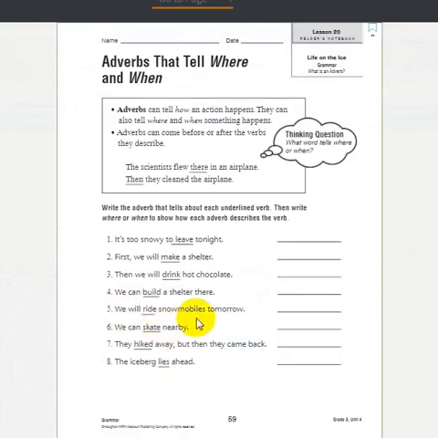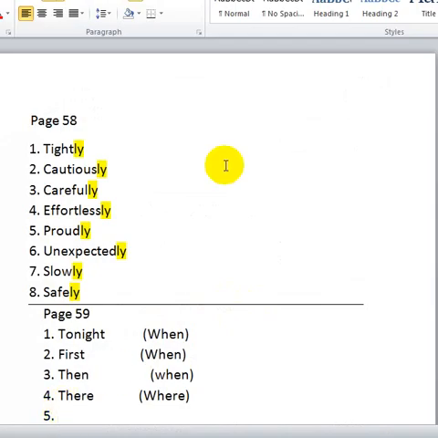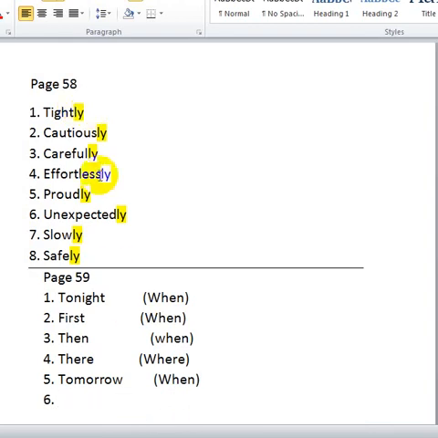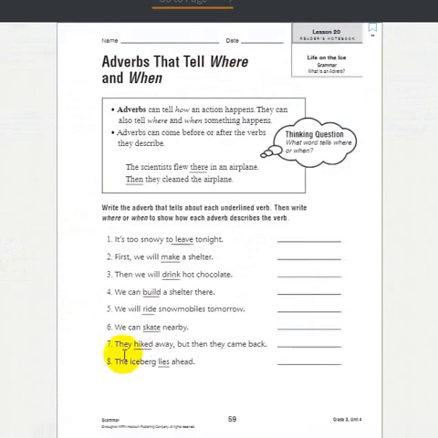We will ride snowmobiles tomorrow. So the verb here is ride, and what's the adverb? Tomorrow. Yes, tomorrow is an adverb that tells us when they will ride, right? So we got tomorrow, and that's an adverb of when. Excellent, great job. Let's keep on doing this.